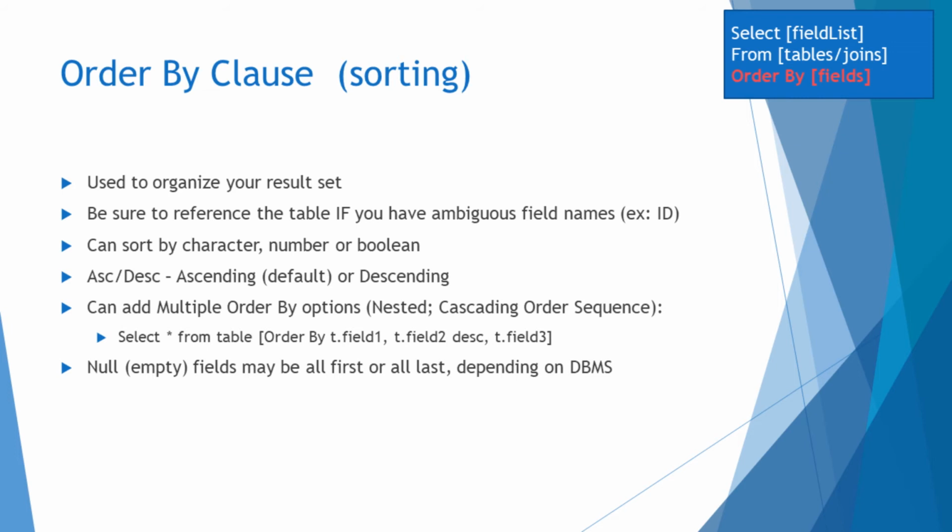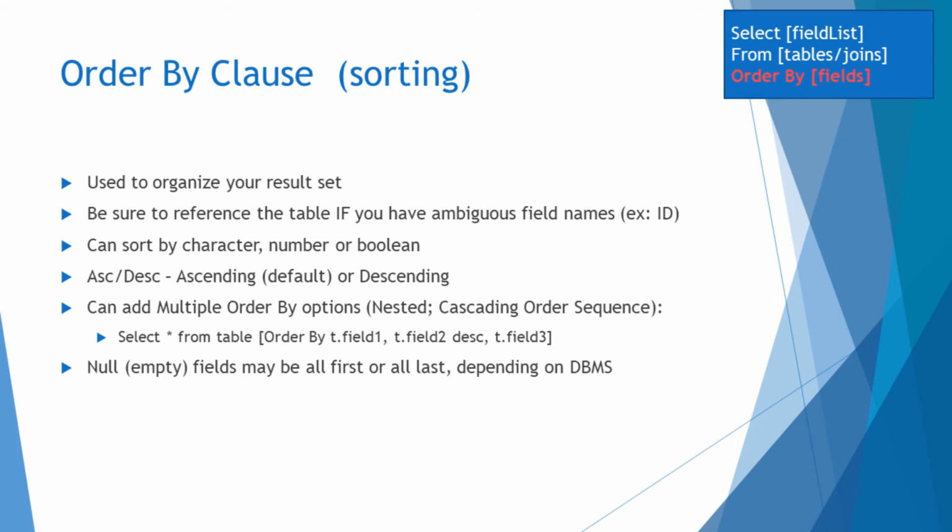Obviously, you want to organize your record set so that the resulting record set comes out the way that you want it to. When you do your order by, you have to make sure, again, if you have ambiguous field names, where you have the same field name in two tables, that you refer to which table it is. That's really important. You can sort by characters or strings, numbers, or Boolean values, all three of those work. And we can do both ascending or descending. The ascending order by is default. You don't have to say ASC. You can, but it's not necessary.